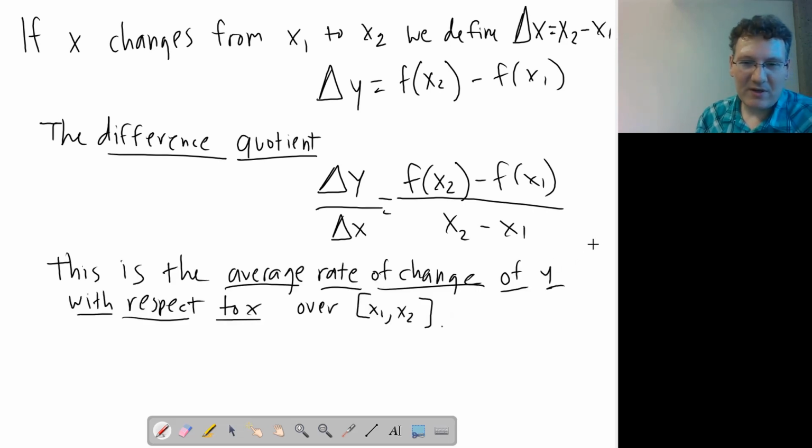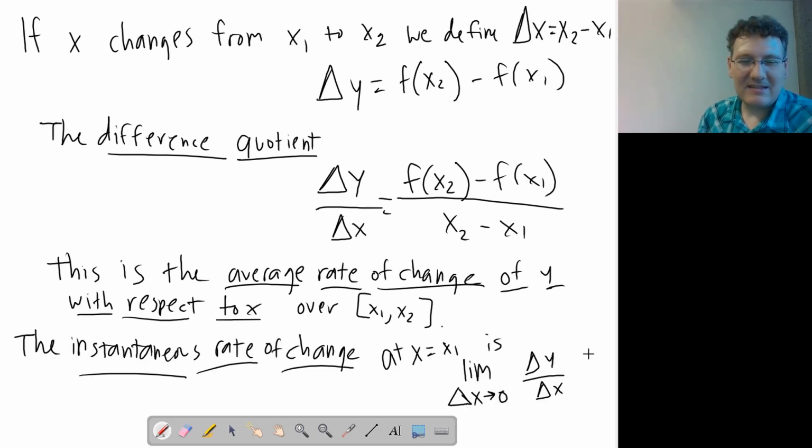So that's the average rate of change of the y value with respect to x over this interval x1 to x2. So then the instantaneous rate of change at the moment when x equals x1 is going to be the limit as delta x approaches 0 of delta y over delta x. It's just another way of writing the same thing we've done already a few times. Anyway, these are a couple ways in which we're tying this average rate of change or the instantaneous rate of change to this new concept, the derivative.